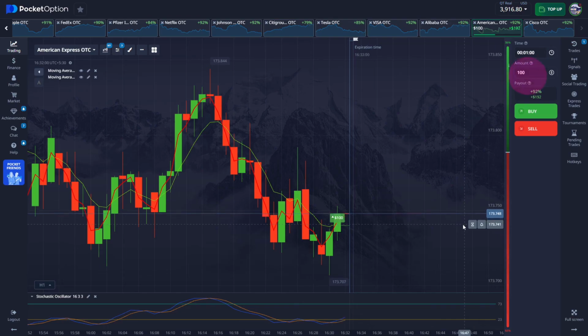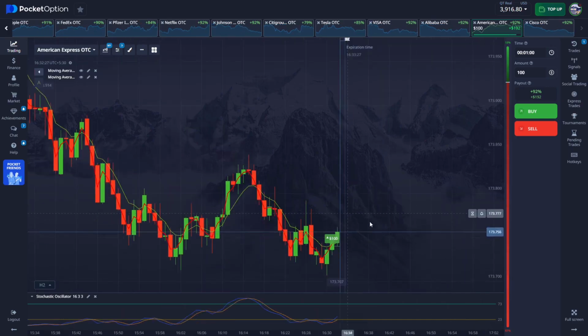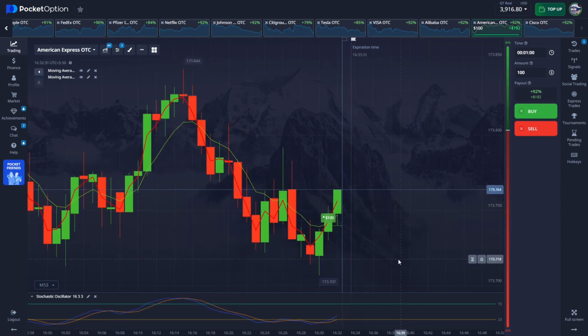The trade is of $100 and the time of the trade is 1 minute, so let's wait for this trade to end. And as you can see, this is a pretty good trade, only a few seconds are left for this trade to be a win. And here you can see we are in profit. Now let's take another trade.